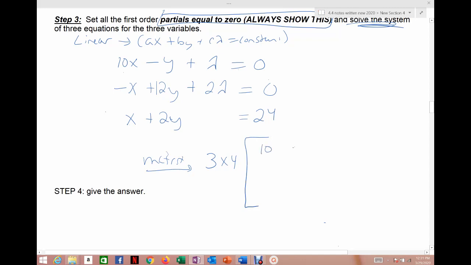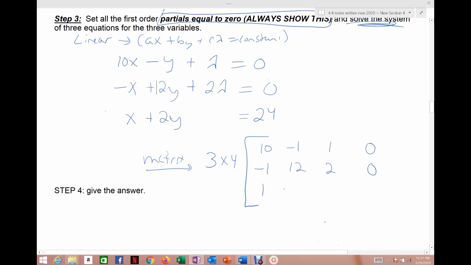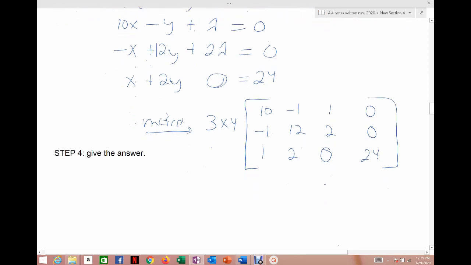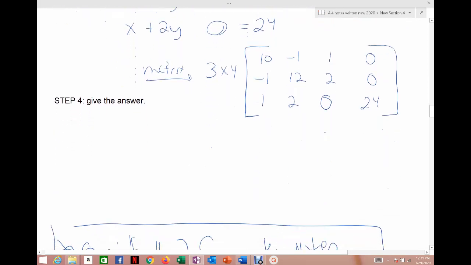So 10, -1, +1, 0 is my first row. Second row, -1, +12, +2, 0. The last row, 1, 2, there's no lambda, so we put a placeholder 0 there, and then 24. That is the equation you want to make sure you plug into your matrix, and then row reduce. Again, this is the work you want to show.